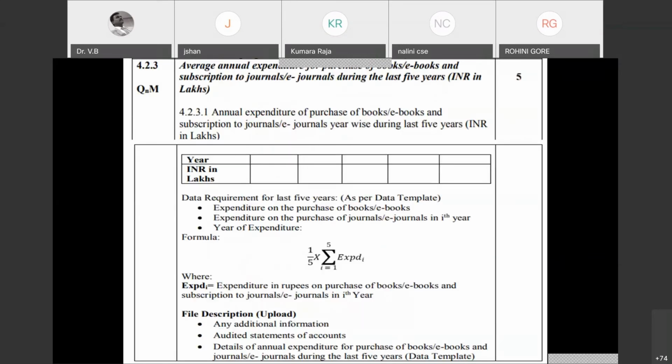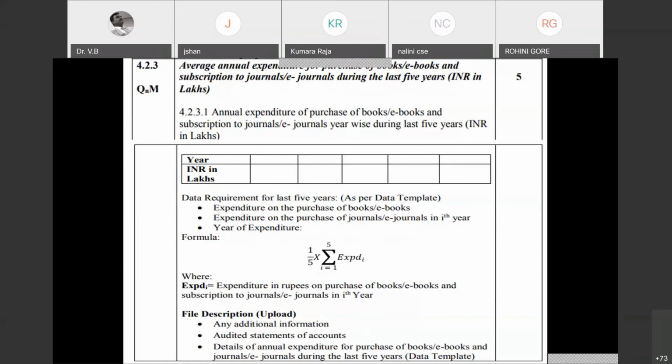Next is the expenses made exclusively for procuring books and e-books for the library. Here every year you have to mention that, and this has to be substantial. Say for example, in INR for one academic year, I am mentioning 25 lakhs for library.